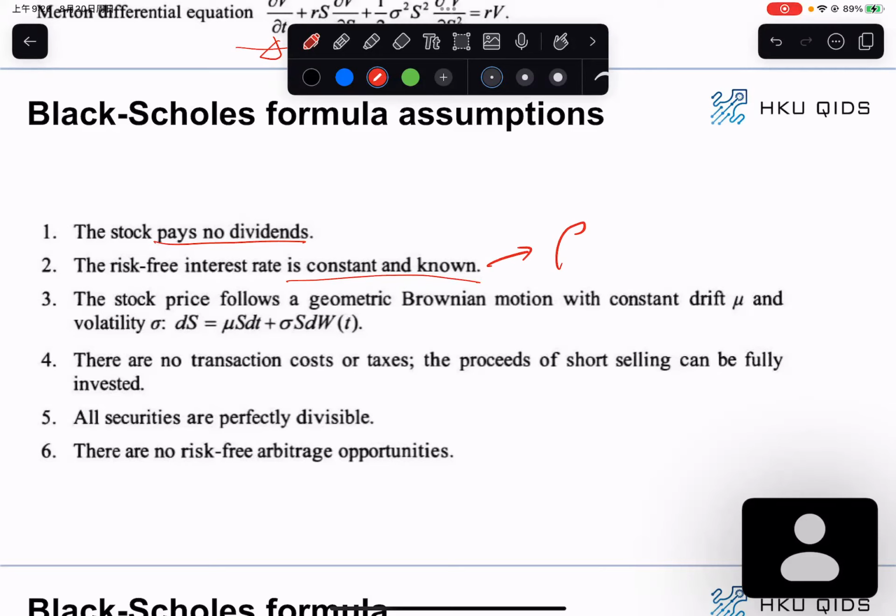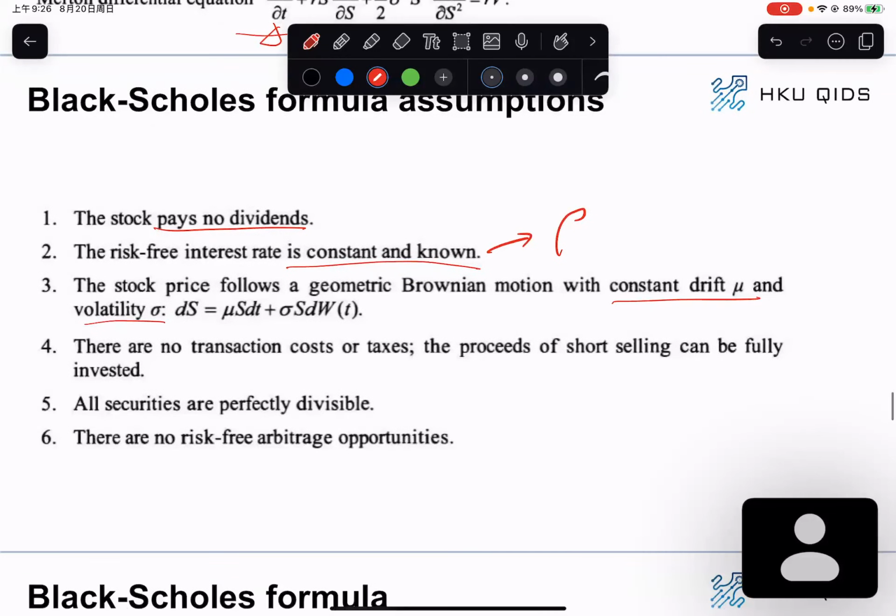And third, the stock price follows the geometric Brownian motion with constant drift mu and volatility sigma. Okay, so you can see it does not require the drift to be r. It can be something like r plus something. Okay, and there are no transaction costs or taxes. The proceeds of short selling can be fully invested. This is also a quite strong assumption because in reality, it's actually more difficult for you to short sell something than just buy it. Okay, especially for individual investors.